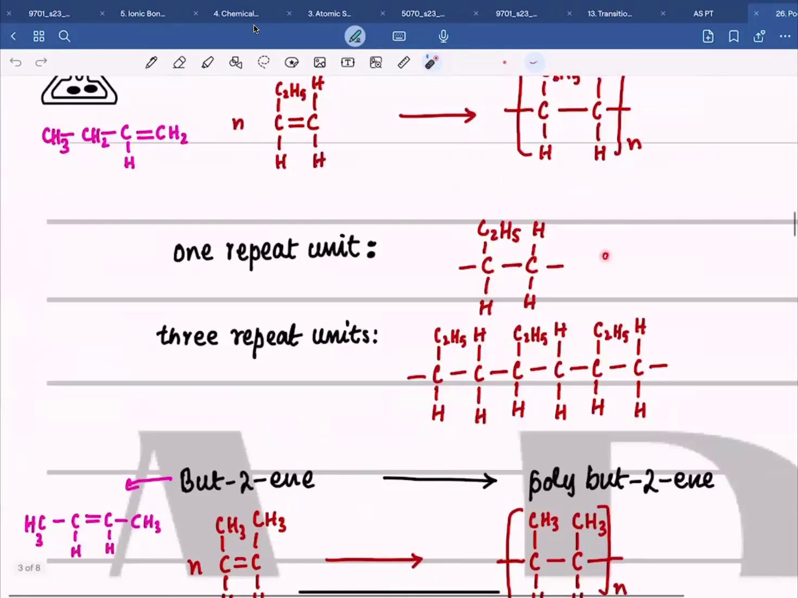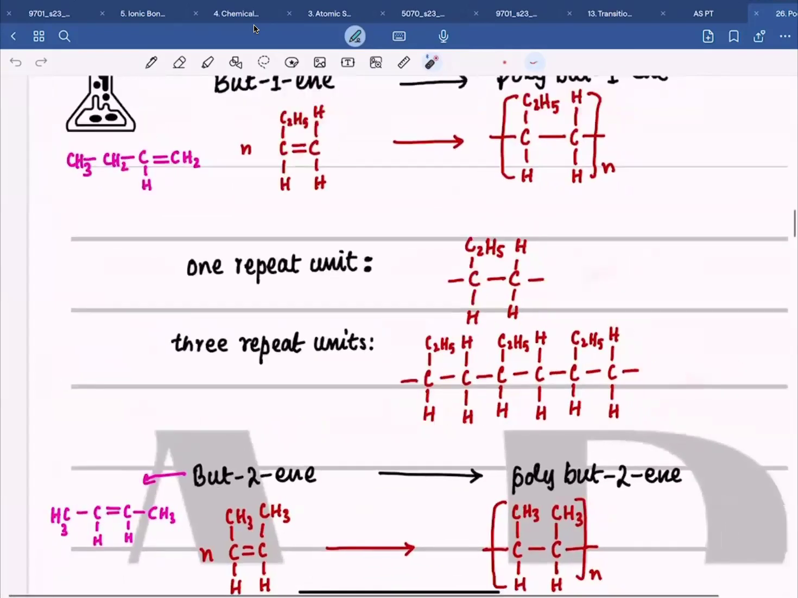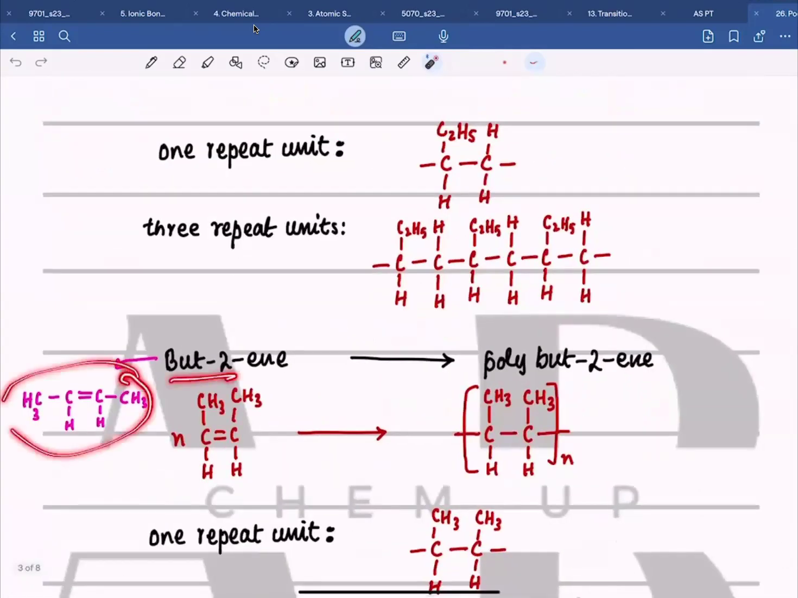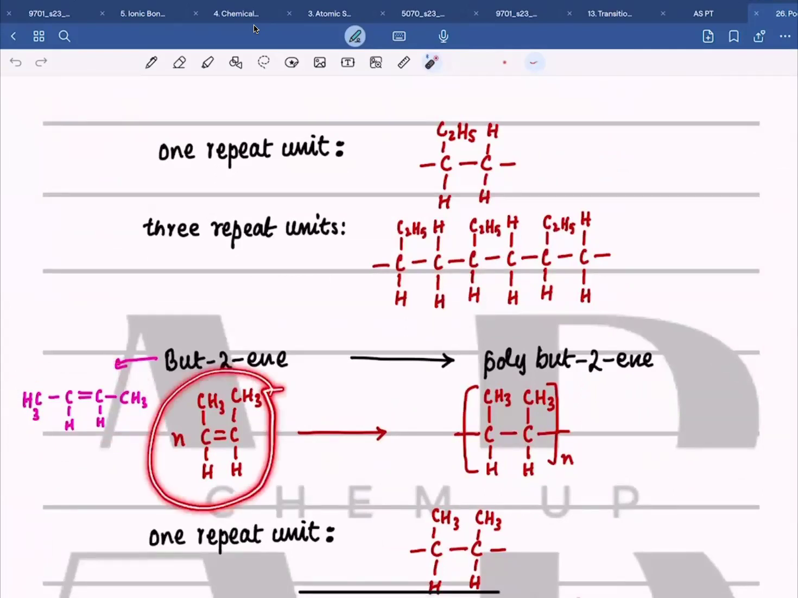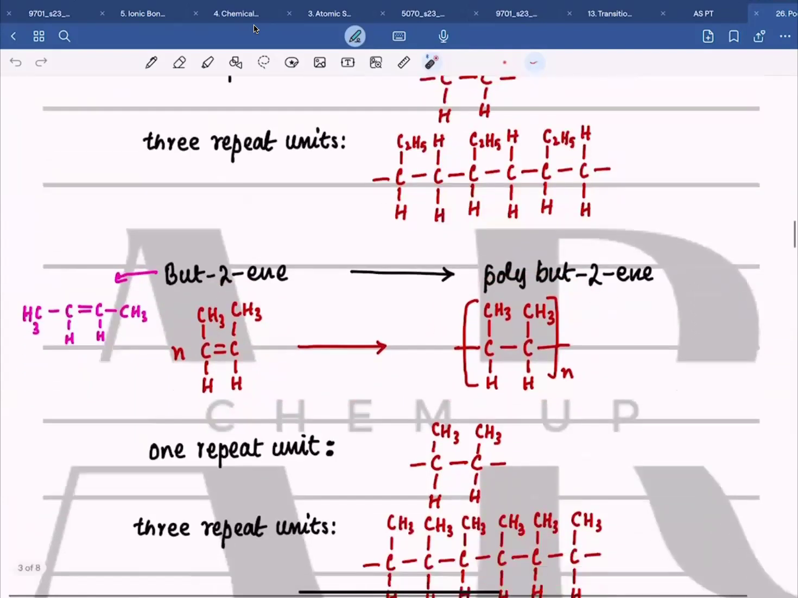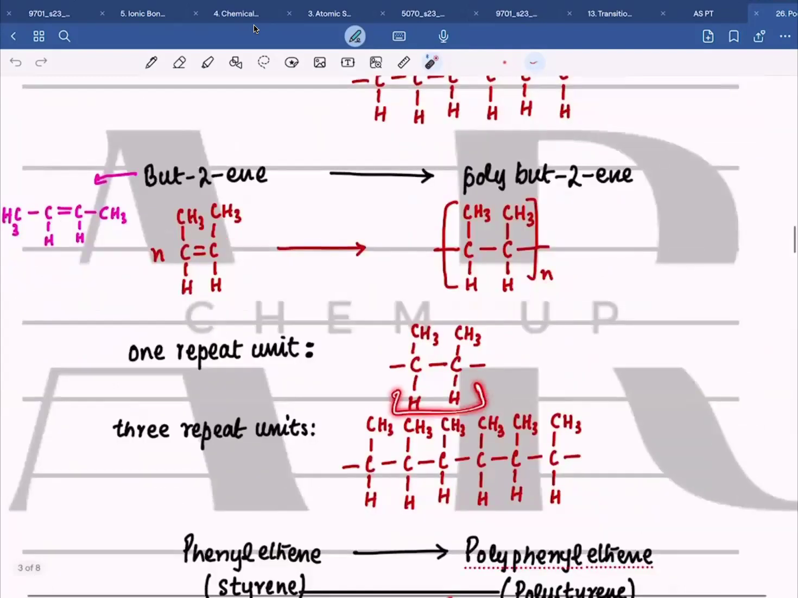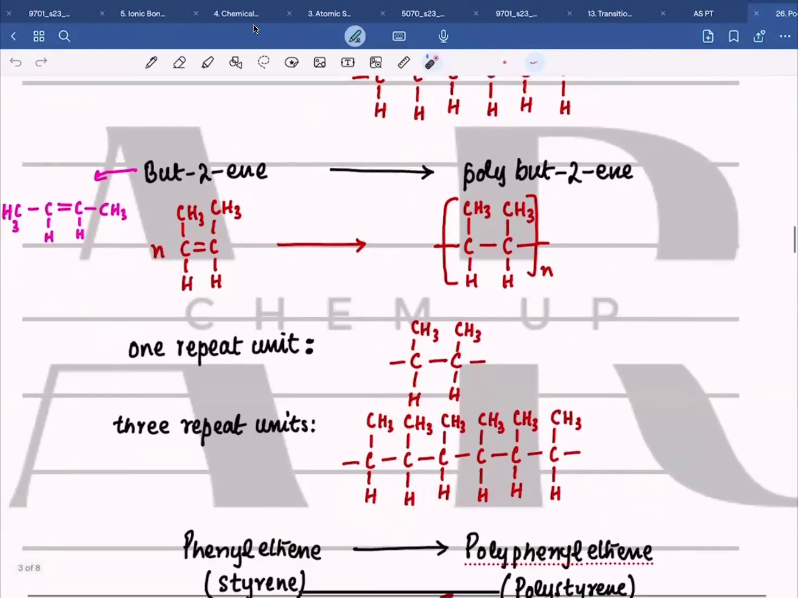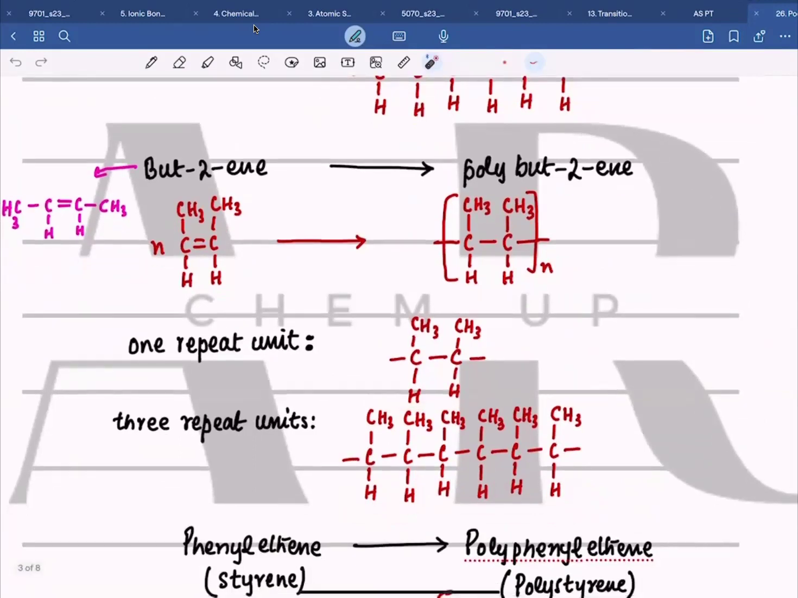Now, 1 repeat unit, 3 repeat units. In a similar way, butene is this, and we have to draw the polymer. We will keep the monomer like this, and with the help of this, it's very easy to form the polymer. And then once you make the polymer, it's very easy for you to make 1 repeat unit, 2 repeat units, or 3 repeat units. Clear? Is this clear to all of you? Yes, sir. Okay, if any one of you has any confusion, please ask.